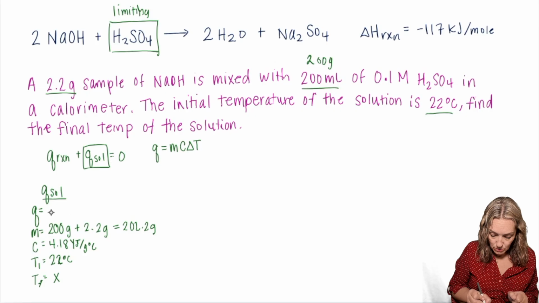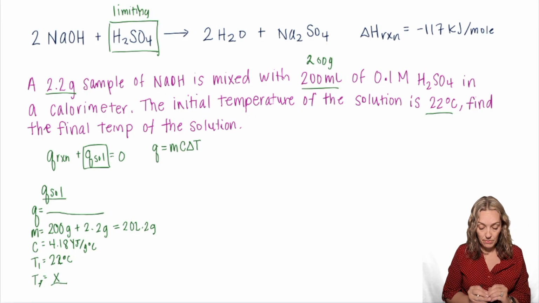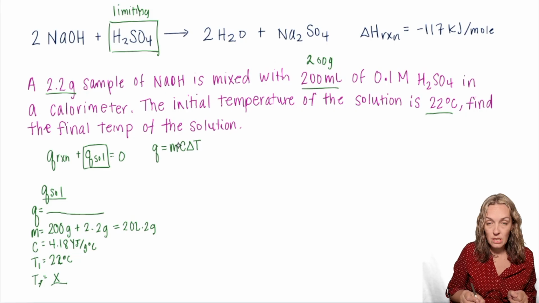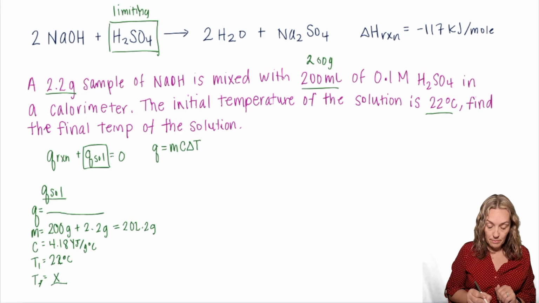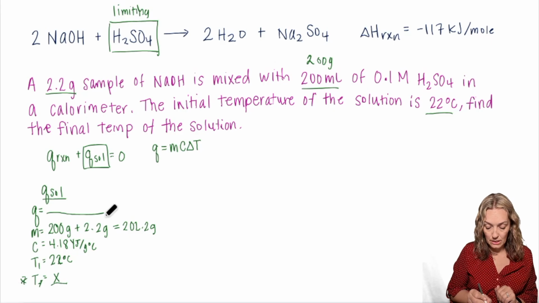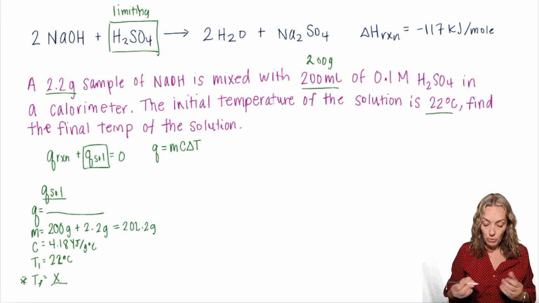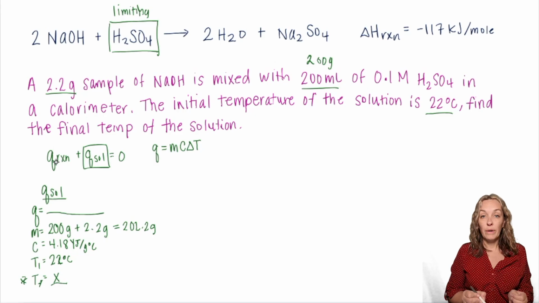Notice that I still don't know the Q of the solution. I also am missing the final temperature. I can't use my equation until I have 4 out of the 5 variables. So if my end goal is to get the final temperature, I'm going to need to find a way to get the Q of the solution. Remember that there's a relationship between the Q of the solution and the Q of the reaction. When I add them together, they always add up to 0.